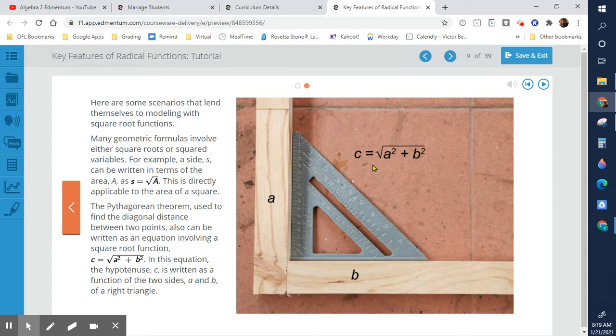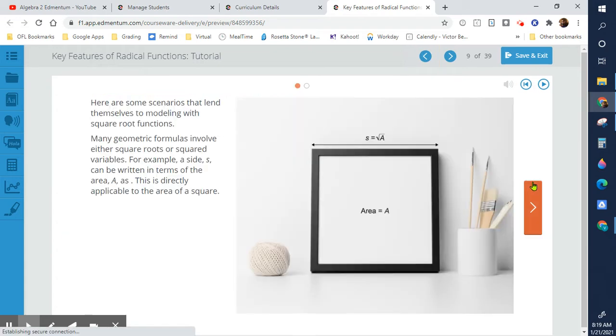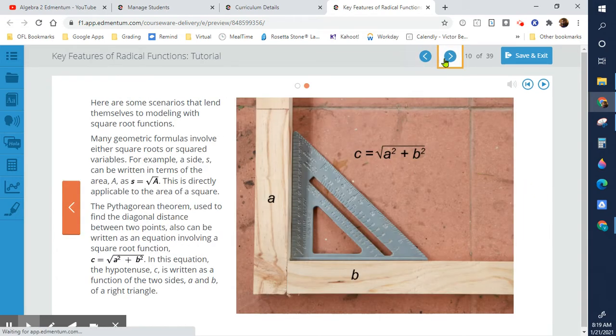We also need square roots to find the side of a triangle. A squared plus b squared equals c squared. And I think I just get, oh, no, that was just part of it.